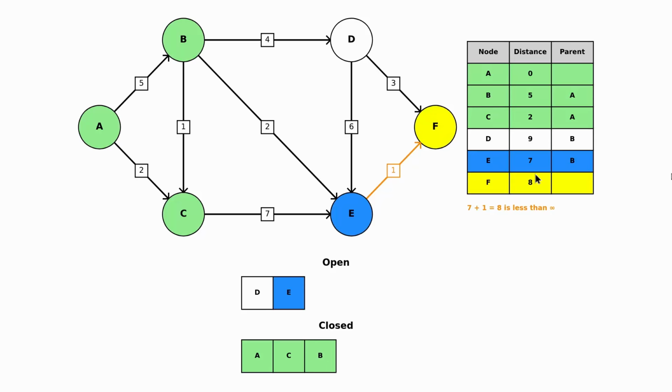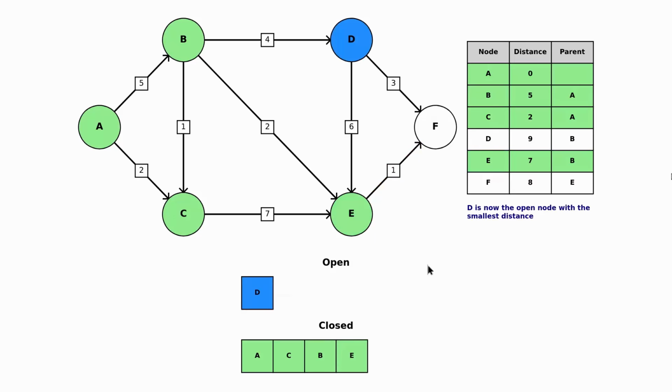And here we get a distance of 8, which is less than infinity. And now we only have 1 open node left, which is D. And it has 1 closed child, so we don't look into that. F we look into, but we do have a problem, which is that our offer from D, which is 12, is not less than what we currently have.